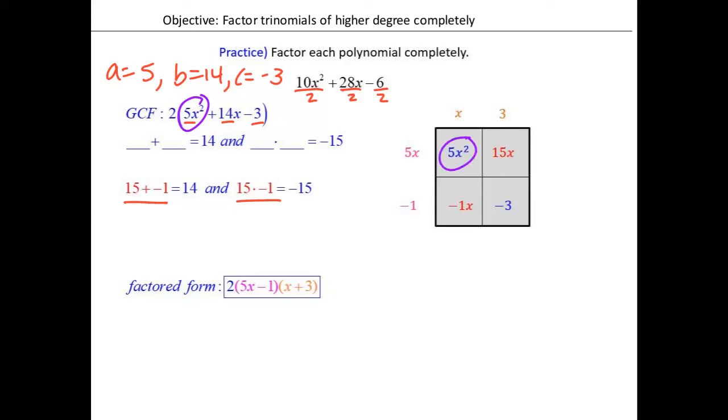And then that negative 3 goes in the other corner. And then your two middle boxes are whatever these two numbers were with an x. So a 15x and a negative 1x. And then you look for GCFs. Some of you, I know, did it the opposite way. Like you put the 15x and the negative 1x flipped. That's fine also. So in the first box, what's the GCF?